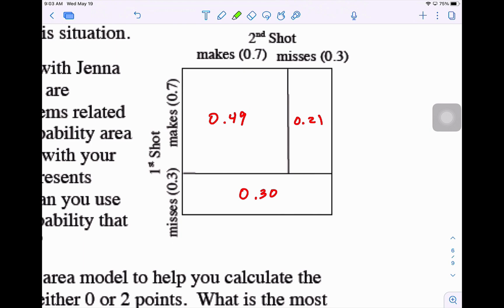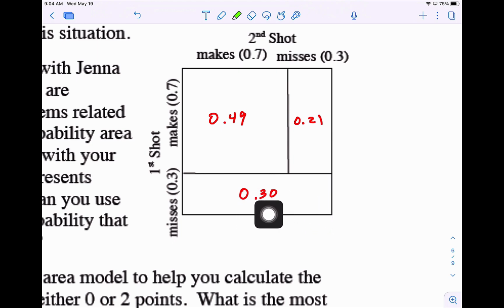What do you think? This one, 1 point or 2 points? Or 0? 2. That one's 2, right? He made it, he made 2 makes. Okay, so that's 2 points. How about this one? 1. Yeah, made the first one, missed the second one. How about this one? 0. There's your probabilities right there.